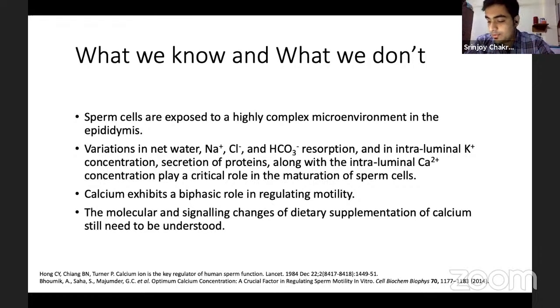So what we know right now is basically that sperm cells are exposed to a very complex microenvironment in the epididymis and also when outside the body. Any variation in the net water, sodium, chloride, or bicarbonate ions actually affects the calcium resorption and expulsion, which then regulates a lot of sperm behavior. Calcium exhibits a biphasic role in regulating motility, which is now properly understood, but the biochemical signaling is still very unclear.